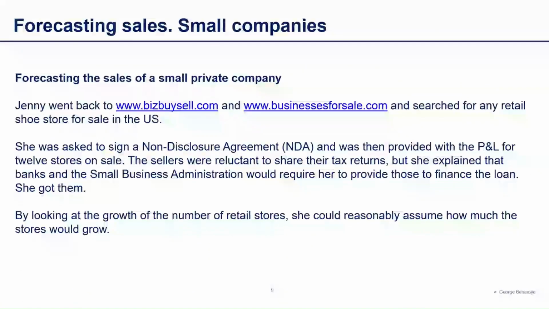Forecasting the sales of a small private company. Jenny went back to www.bizbuysell.com and www.businessesforsale.com and searched for any retail shoe store for sale in the US. She was asked to sign a non-disclosure agreement, NDA, and was then provided with the P&L for 12 stores on sale. The sellers were reluctant to share their tax returns, but she explained that banks and the Small Business Administration would require her to provide those to finance the loan. She got them. By looking at the growth of the number of retail stores, she could reasonably assume how much the stores would grow.